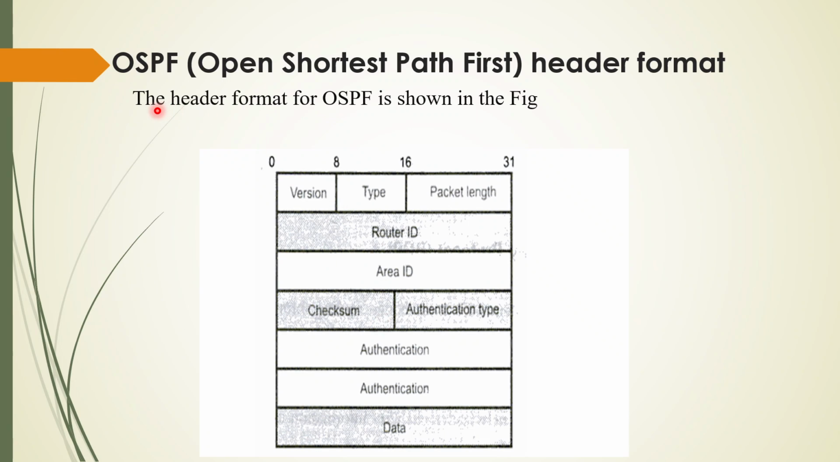So we have a header format. The header format of OSPF is shown in the figure. We have a 32-bit format, so 0 to 31. First is version, then type, then packet length, then router ID, then area ID, then checksum, authentication type, authentication and data. So remember this diagram, the OSPF header format.